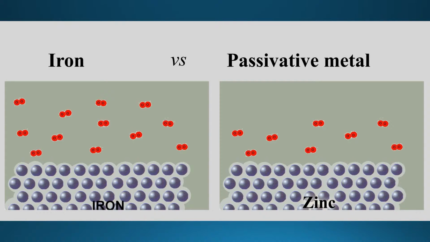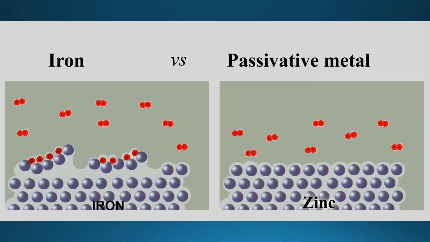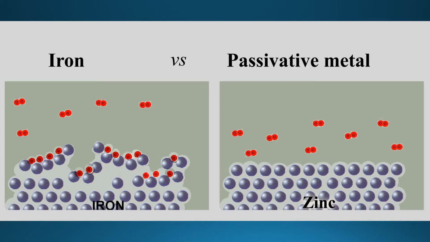If you have iron against passivative metal, let's see how iron rusts. Here, a piece of iron is surrounded by oxygen, and the oxygen will start attacking the metal like this. Now, once they peel off the first layer, the oxygen will go deeper in. And now, the oxygen will start attacking the second layer.